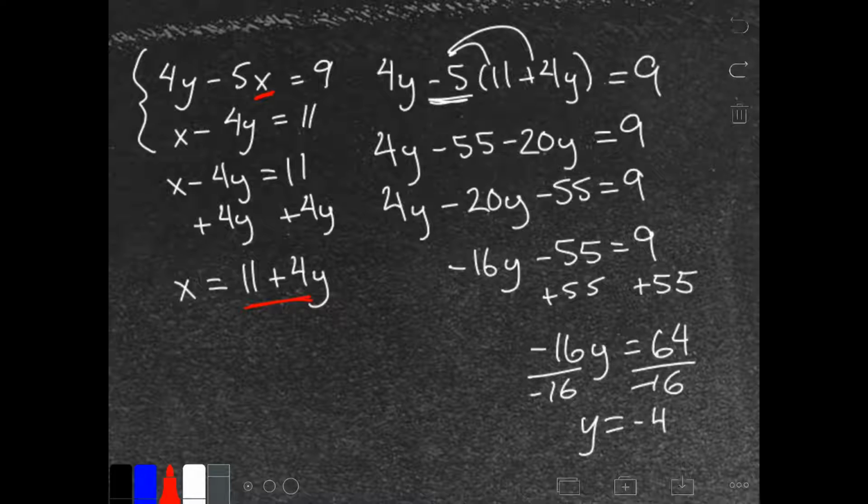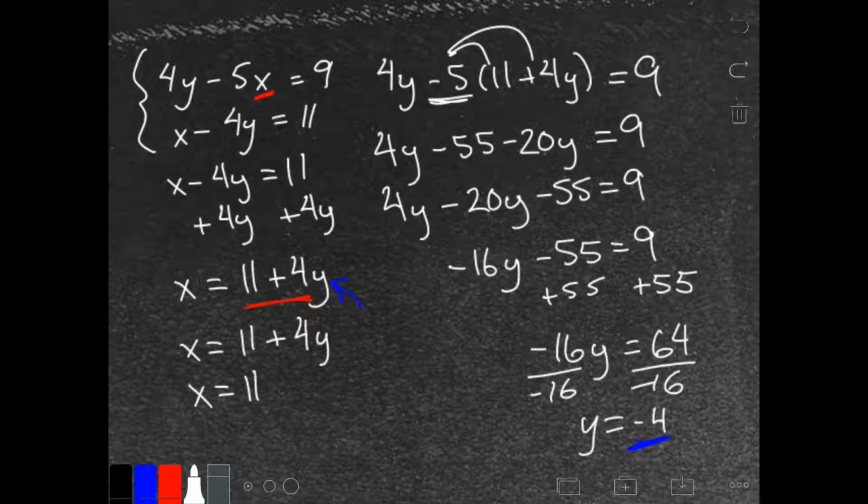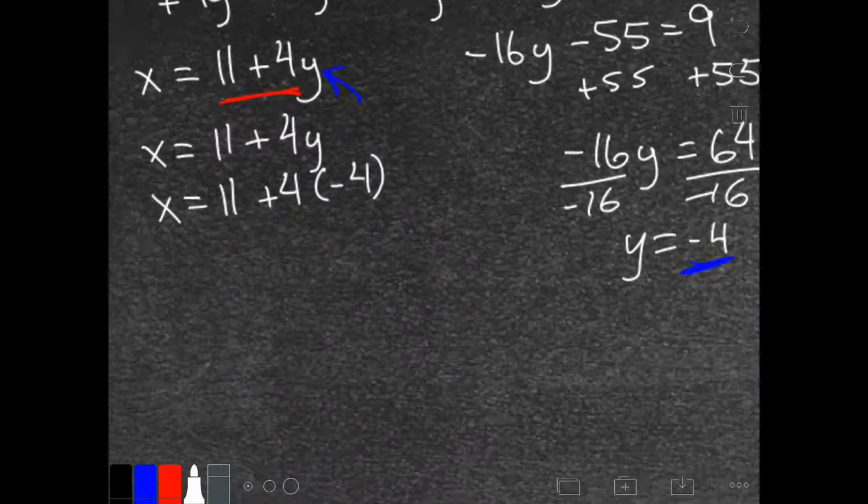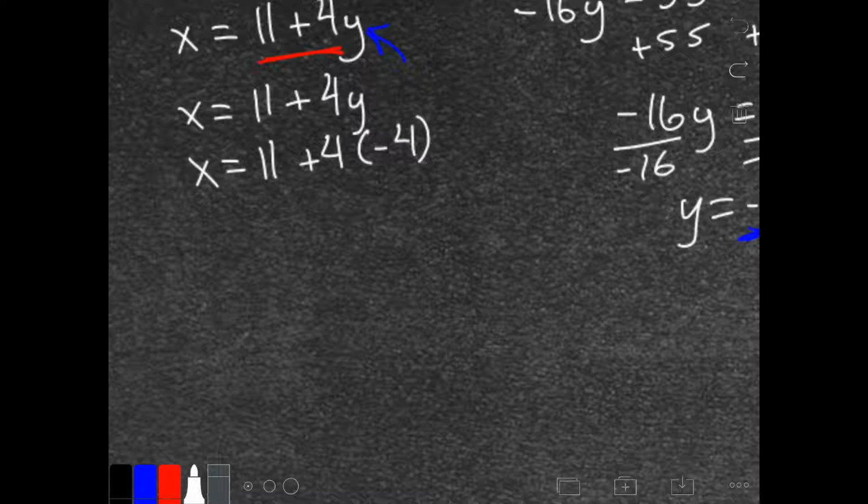Well, once again, I know what y is equal to. So we can substitute that in for y to solve for x. So I'm going to move back over to the left here, where I have x equals 11 plus 4y. But now we know what y is equal to. So we can do x equals 11 plus 4 times, well, what is y? Y is equal to negative 4. Let's go ahead and solve for x.